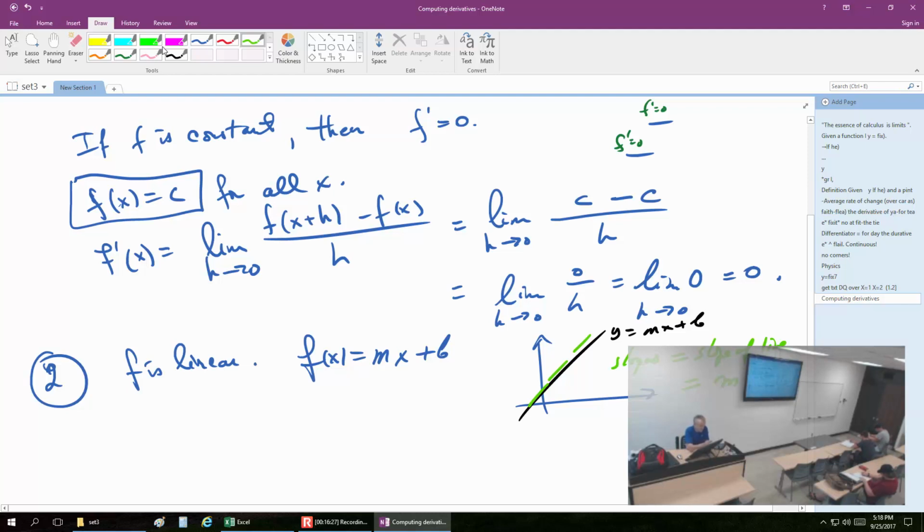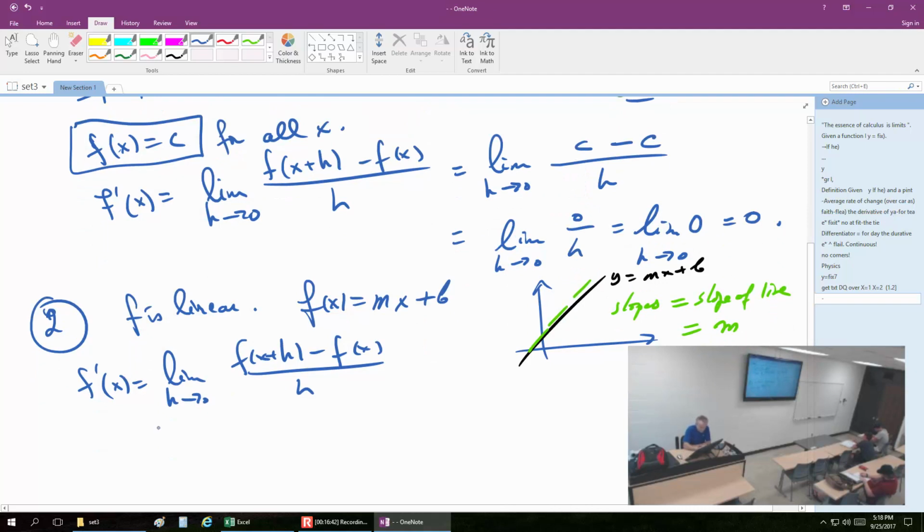Let's do it computationally and arrive at the same answer. So we have f prime of x is equal to the limit of f of x plus h minus f of x over h. I substitute the specific function, so it will be m times x plus h in parentheses. Whenever in doubt, put parentheses in. Okay, I'll put the brackets here to separate the two terms in the numerator.